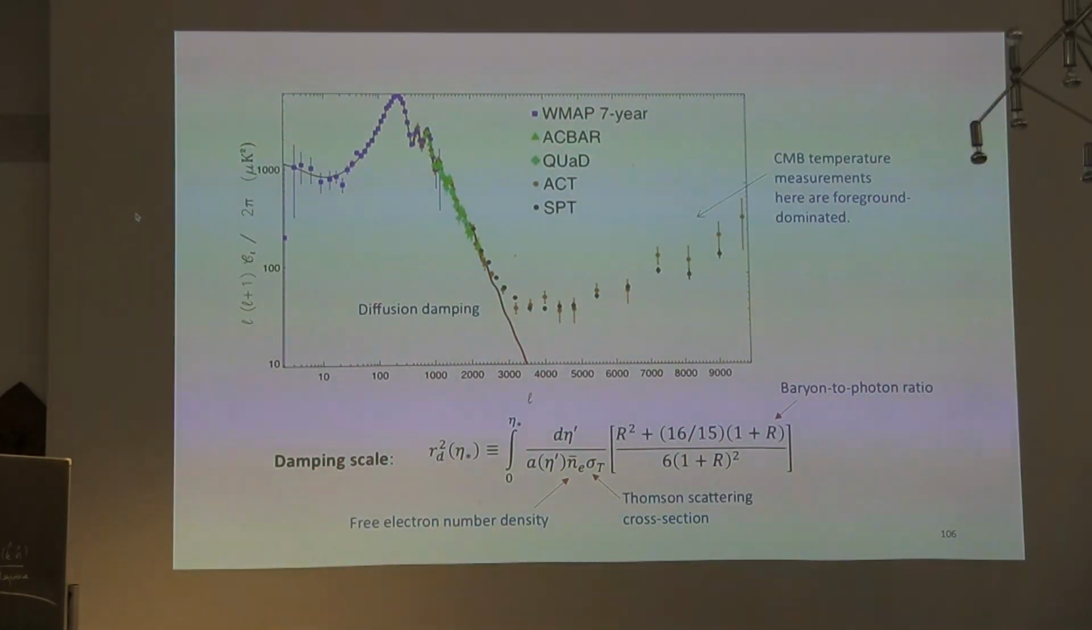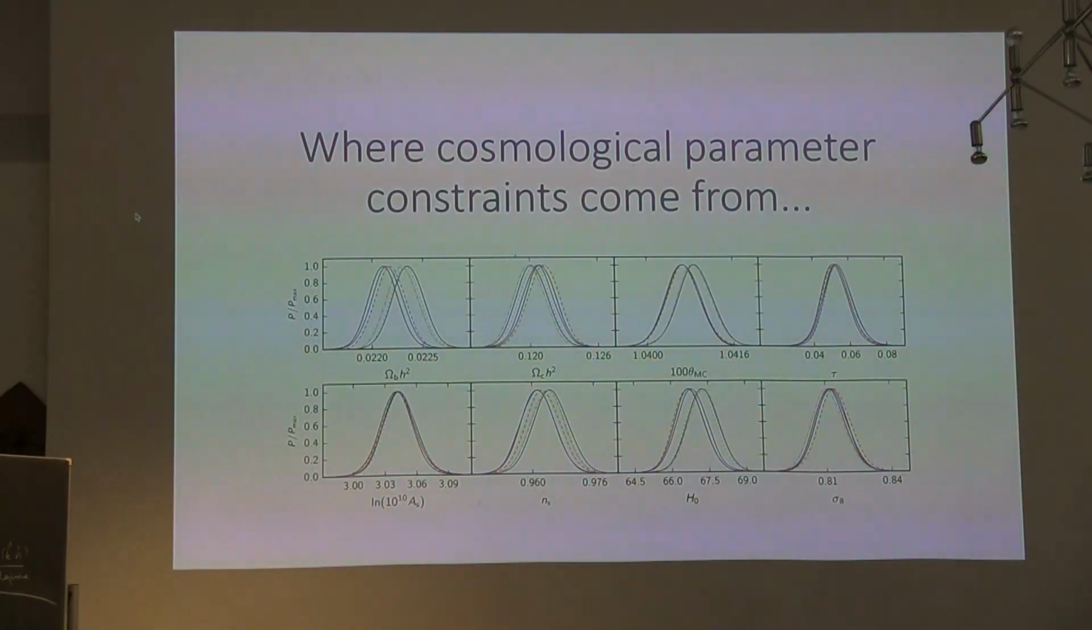No? Okay, doesn't matter. So lastly, very briefly, I want to say where all these cosmological parameter constraints come from. I'm sure you've all seen pictures like these ones, where you have these nice posteriors around omega b, dark matter, etc. Where do they actually come from?